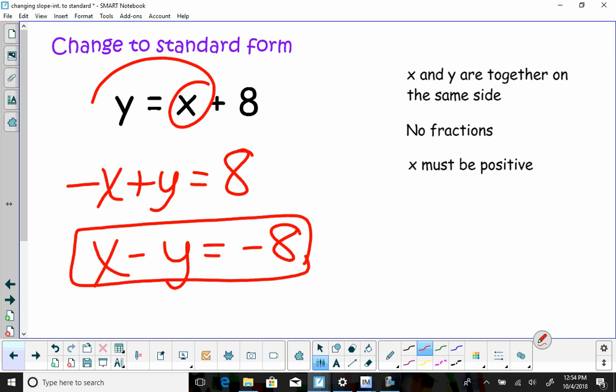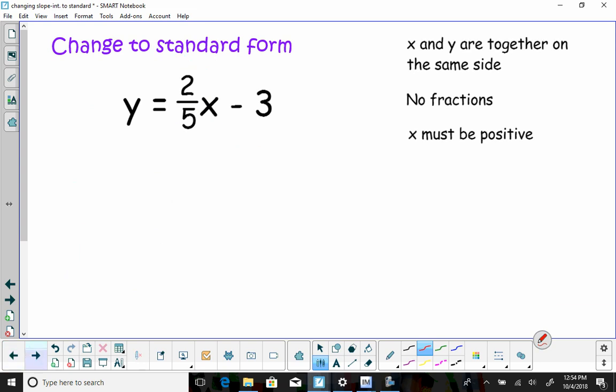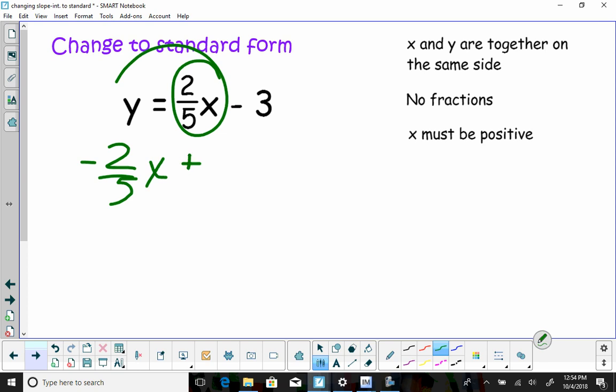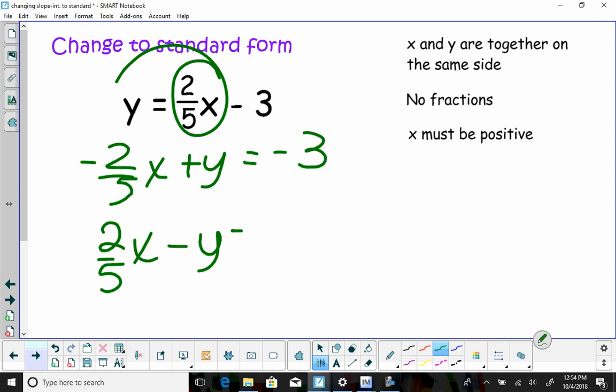Okay, so the next one's where we have to do our extra steps here. Okay, so everything right now is the same. What's the first thing I'm going to do? Move this over. Okay, so that becomes -2/5 x plus y equals -3. All right, there's two ways you can do this here. In my personal opinion, I'm going to go ahead and change my signs first. Okay, so I see that my x is negative. I'm going to go ahead and change all my signs and make that positive, negative, and positive.